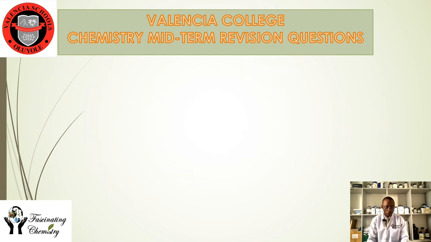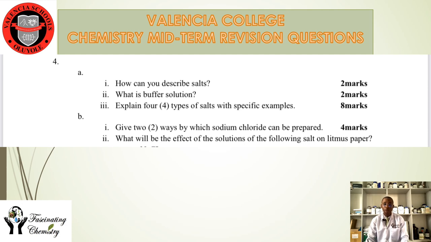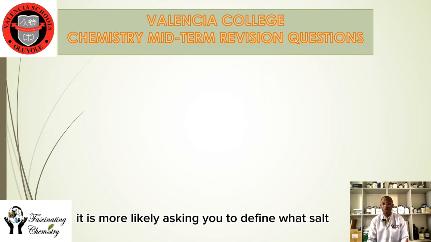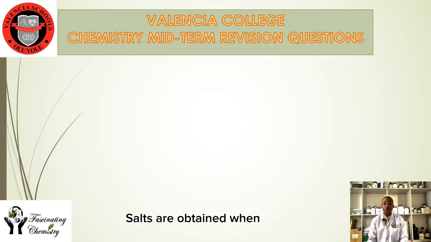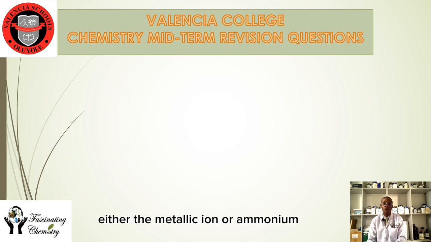So the next question, how can you describe salt? It's more like they're asking you to define what the salt is. They are substances obtained when part or all of the replaceable hydrogen ion in an acid are replaced by either a metallic ion or ammonium ion. And you can give examples.